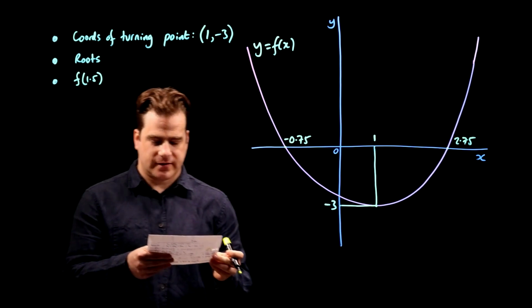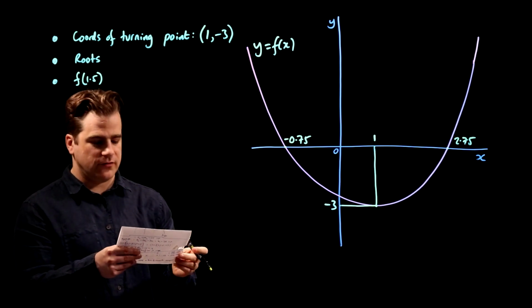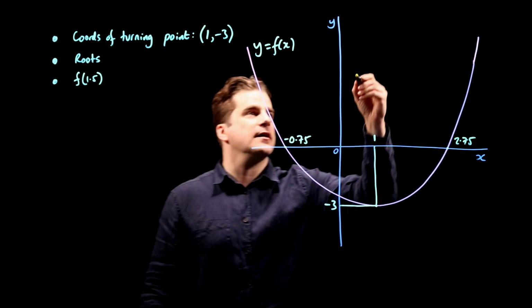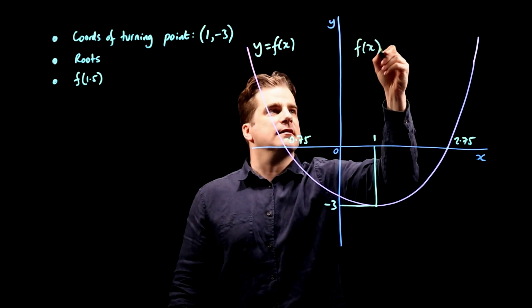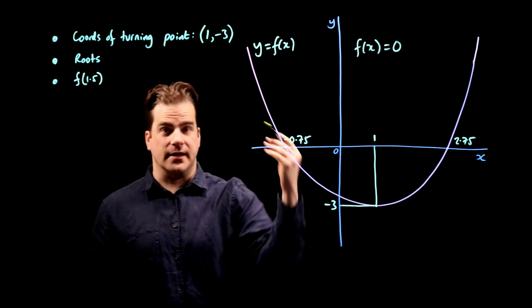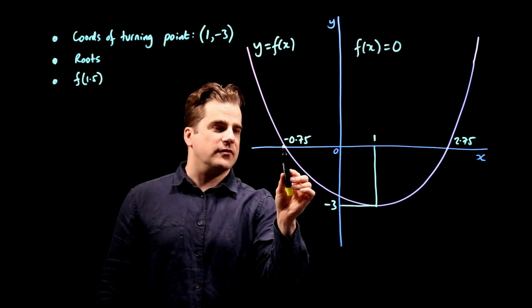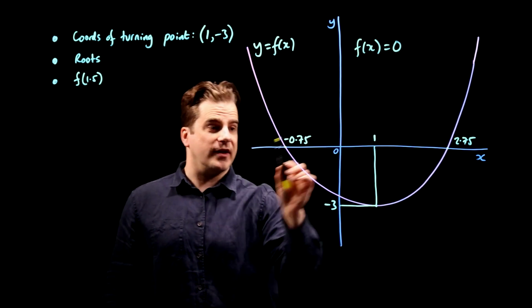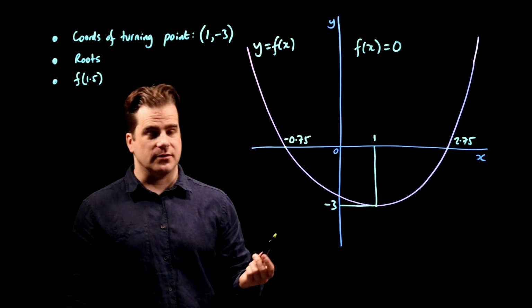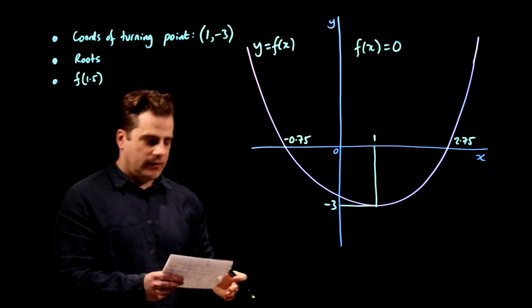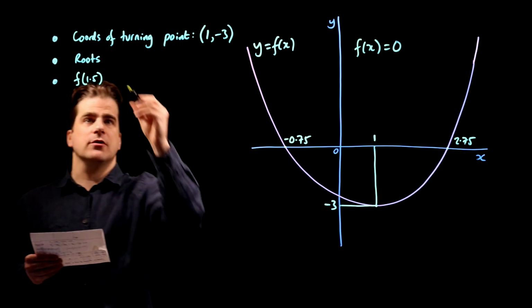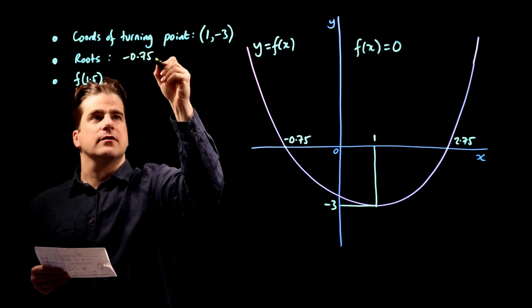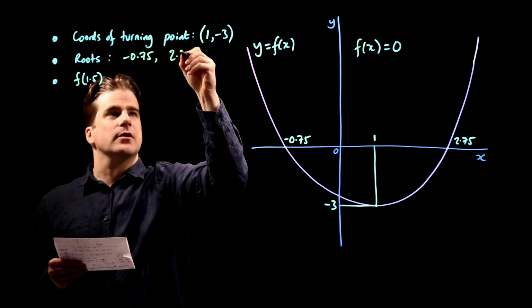Technically, the question was give estimates for the roots of f of x equals 0. So, look, that's y equals f of x. When f of x equals 0, in other words, y equals 0, that's why it's where the graph crosses the x-axis, because the x-axis is the line y equals 0. Okay, so the roots are -0.75 and 2.75.